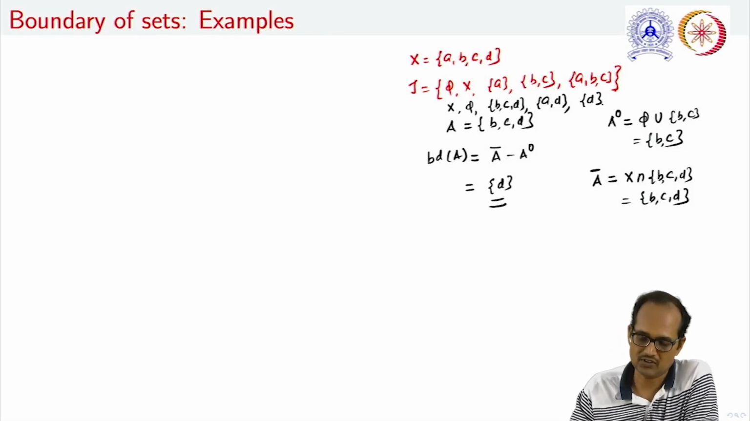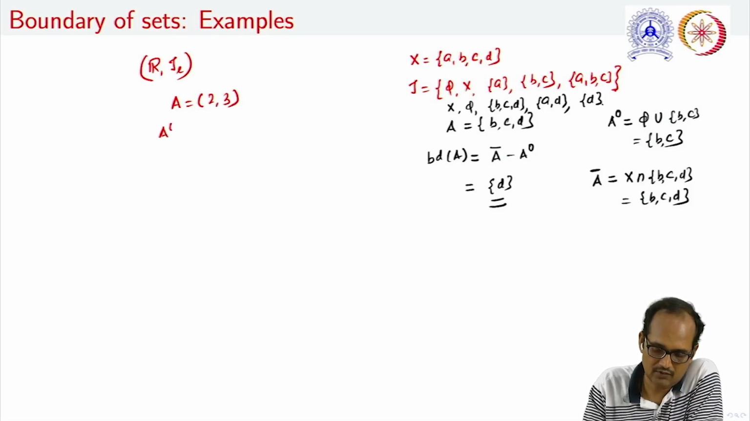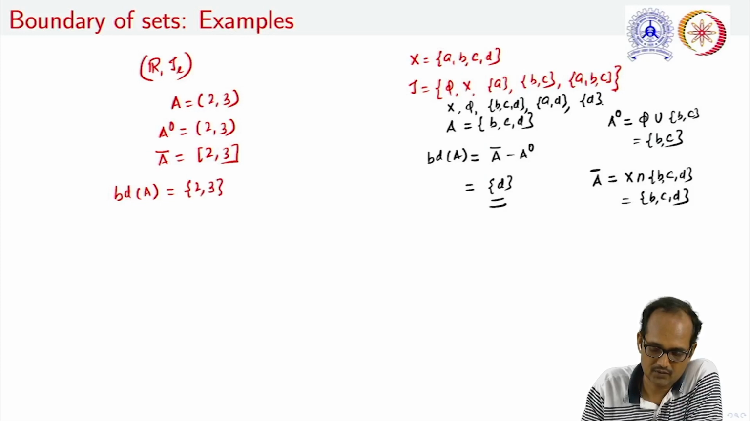Let us take some more examples. For example, if we are taking R with the Euclidean topology, and now let us take the set A to be an open interval, this is (2, 3). What about the interior of A? That is nothing but the set itself. What about the closure of this set? The closure of this set is the closed interval [2, 3]. If we are looking for the boundary of A, that will be nothing but a 2-point set, that is 2 as well as 3.